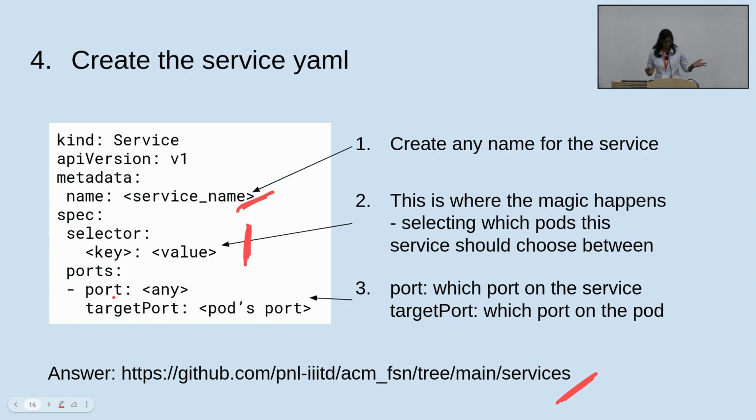So it doesn't magically or automatically know which pods to send the traffic to. This selector key value is the one which says that all of these pods which have these key value pairs need to be chosen to send traffic to. And finally, two ports. This is the port on the service itself. So an external connection will be to this service port, and the target port is the port on the pod which this service will then target.